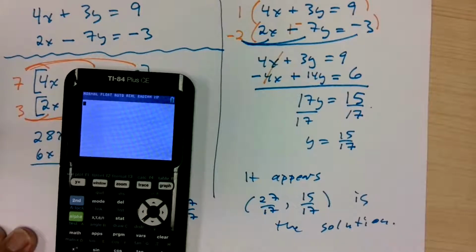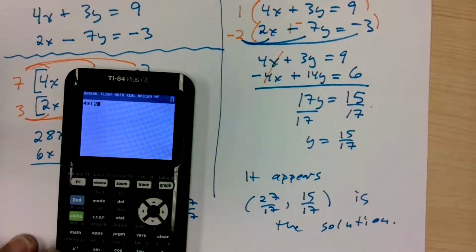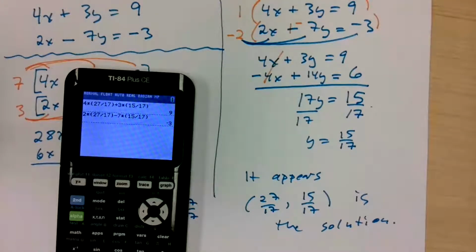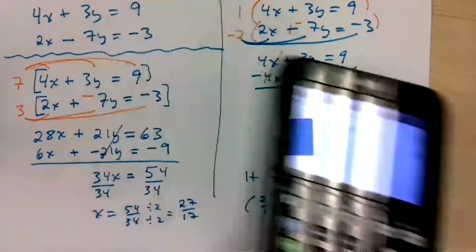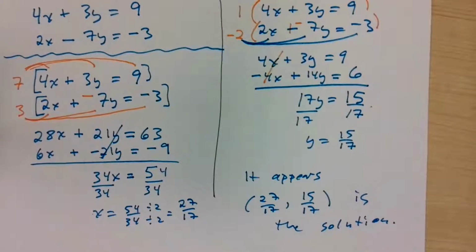4 times 27 over 17, plus 3 times 15 over 17, gives me 9. I feel good about that. 2 times x, 2 times 27 over 17, minus 7 times 15 over 17 equals -3. So I was able to check that quickly on my calculator, get the same answer that I wanted to get. So I'm confident that that answer is correct.